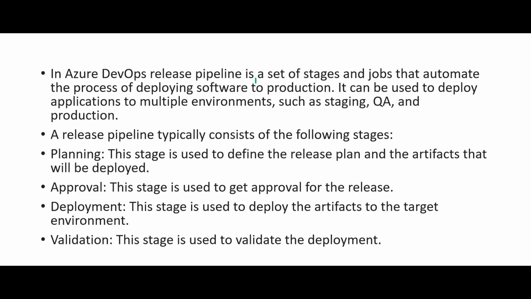So release pipeline, this is a set of stages and jobs to automate the process of deploying software to production. Okay, so you have a planning stage, you have an approval stage, you have a deployment stage, validation stage. Okay, so this is important to understand. These are the different stages of a release pipeline.